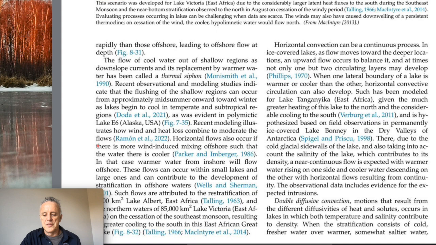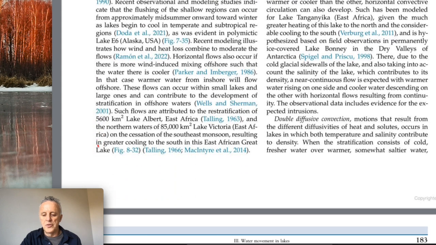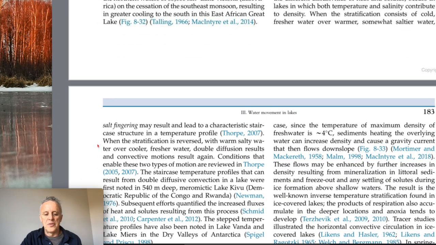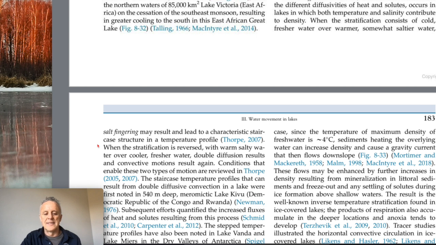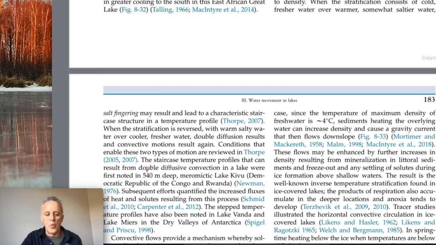Double diffusive convection, motions that result from the different diffusivities of heat and solutes, occurs in lakes in which both temperature and salinity contribute to density. When the stratification consists of cold, fresher water over warmer, somewhat saltier water, salt fingering may result and lead to a characteristic staircase structure in a temperature profile. When the stratification is reversed, with warm salty water over cooler fresh water, double diffusion results, and convective motions result again. Conditions that enable these two types of motion are reviewed in short.